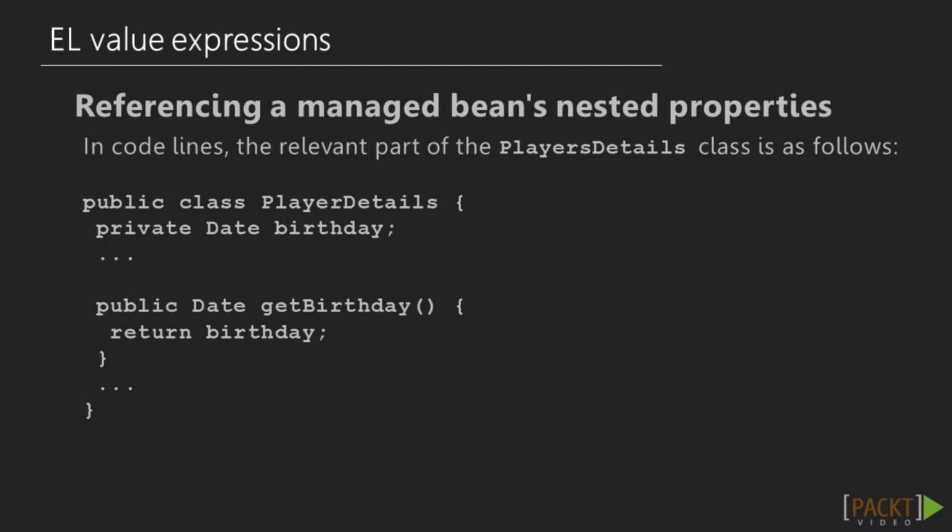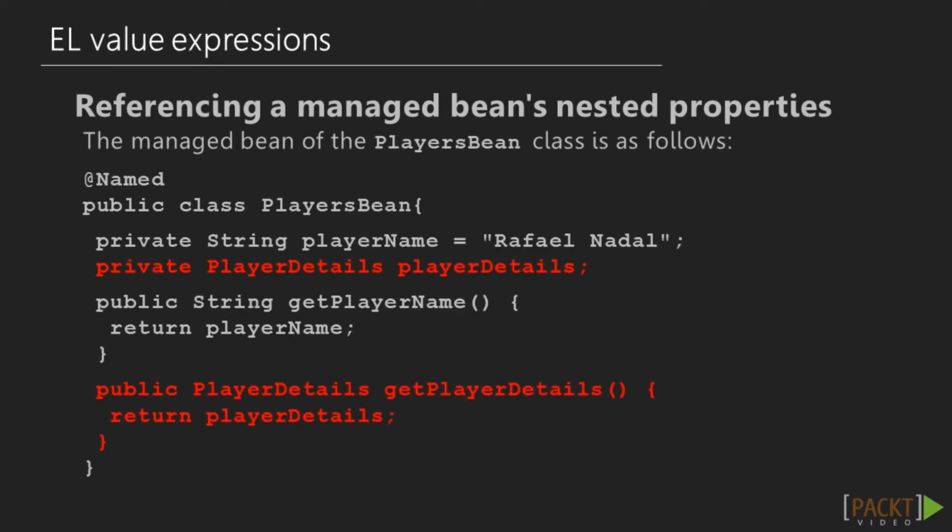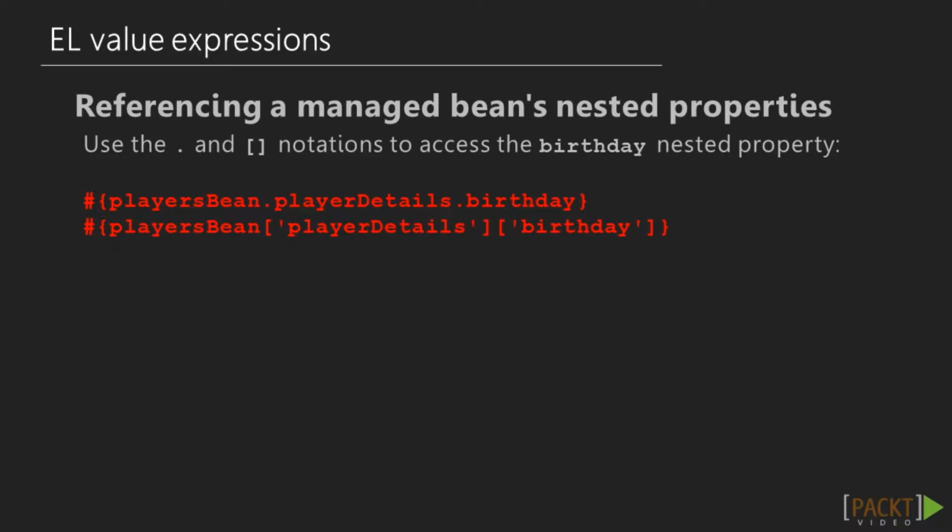More detailed information, such as birthdays, birthplaces, and so on, can be represented through a different class, such as PlayersDetails. Now the player's bean contains a field of type PlayersDetails, which means that the birthday property becomes a nested property of the player's bean. So you already know how to call the player name property using the dot and brackets notations. Next, you can use the same notations to access the birthday nested property, as shown in the following code.